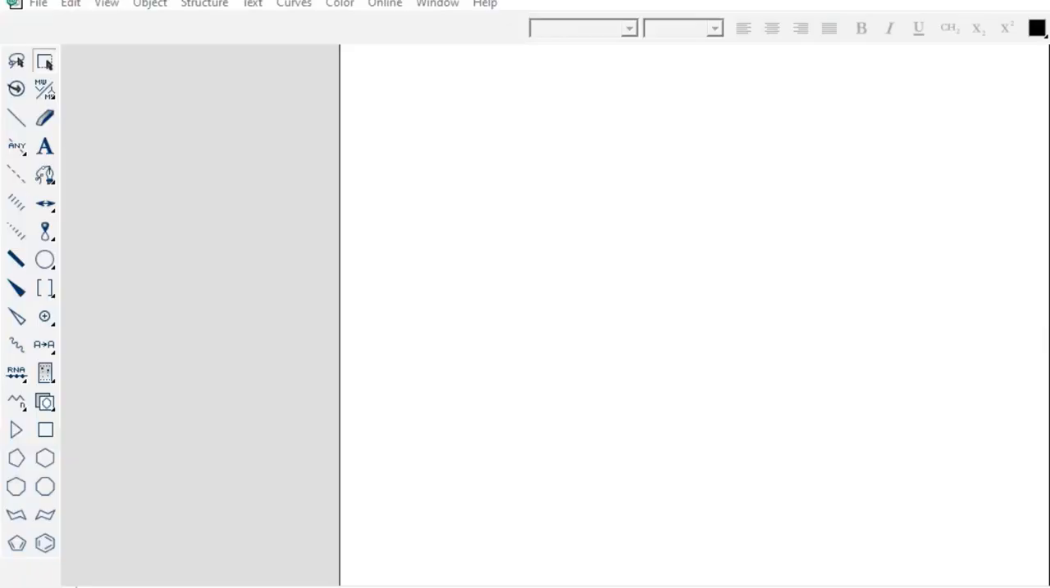Further, I will tell you how to find the stereochemistry of a particular structure. Stereochemistry means RS or EZ notation. Before going towards the stereochemistry, let us first draw a particular structure. We have a particular structure, L-alanine. L-alanine is one of the amino acids.